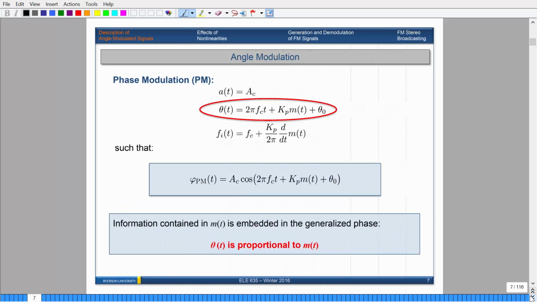Okay, so the first technique we're going to take a look at is what's known as phase modulation. This is actually very simple, okay? The carrier amplitude stays constant, so A of t is your carrier amplitude. We don't change this. The phase will change here.